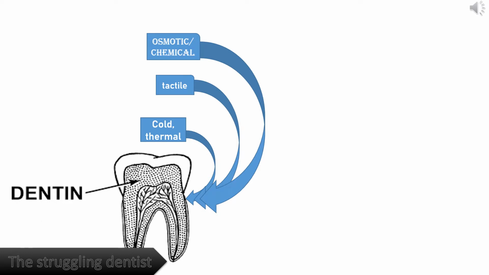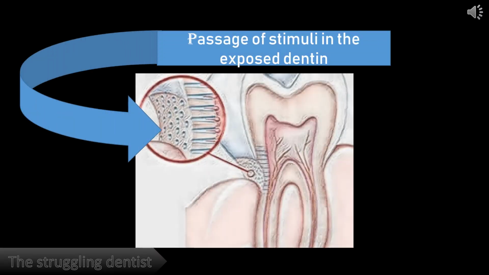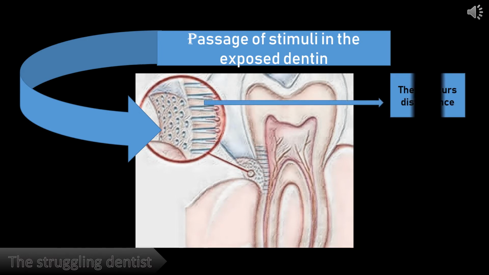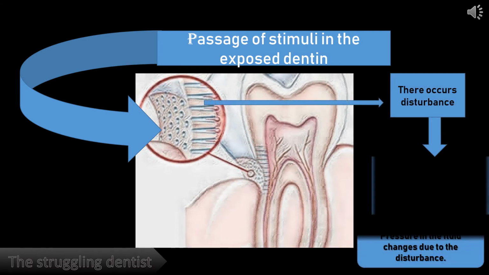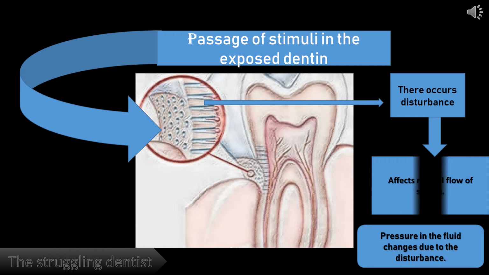When our dentin comes in contact with cold, thermal, tactile or chemical or osmotic response, there occurs passage of a stimulus in the exposed dentin. Then there occurs a disturbance, which affects the normal flow of stimuli. The pressure in the fluid changes due to the disturbance.